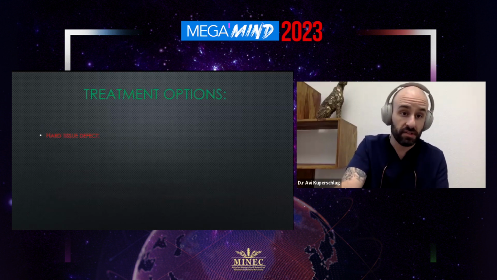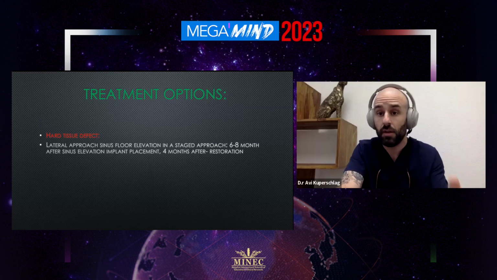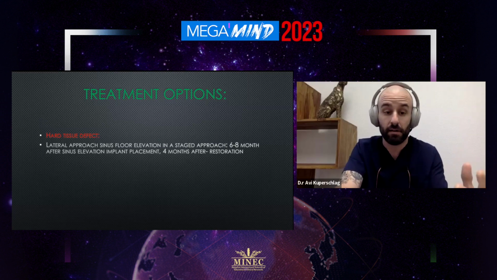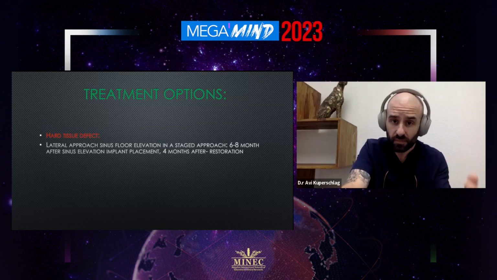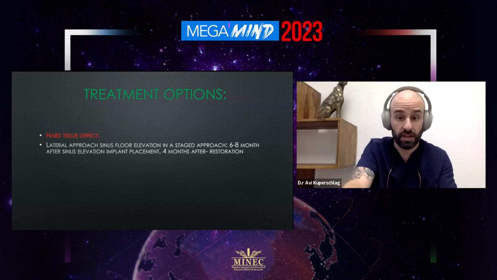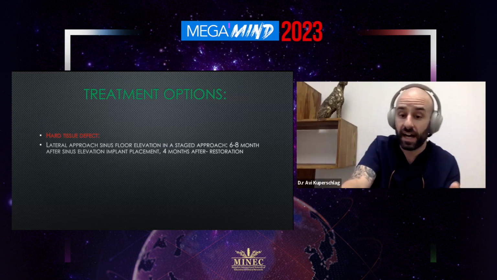So what are our options? Talking about the hard tissue defect, we can go for a lateral approach sinus elevation in a staged manner. So we do the lateral approach sinus lift. We wait 6 to 8 months. We place the implant. We wait another 4 months, and then we go for the restoration. This is, let's say, the classical ITI guideline.